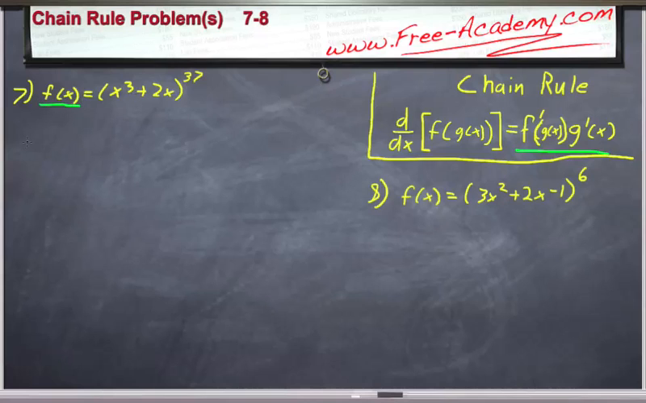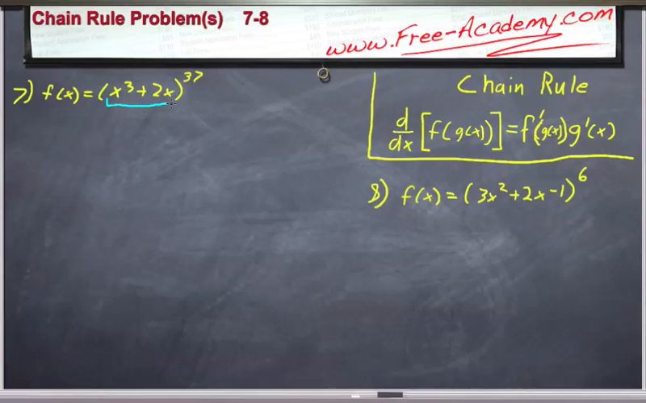So now we want to find f prime of x. How do we do this? Well, take a look here. x to the third plus 2x to the 37th power. Do you want to distribute that out? I don't. And I wouldn't recommend it either by any means. That would be much too complicated, but we can use our beloved chain rule to figure this out.